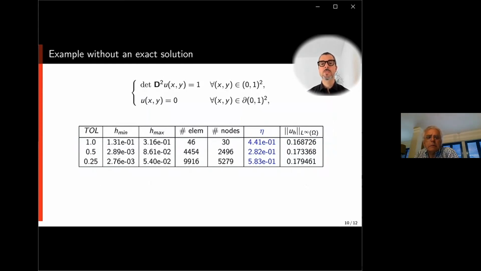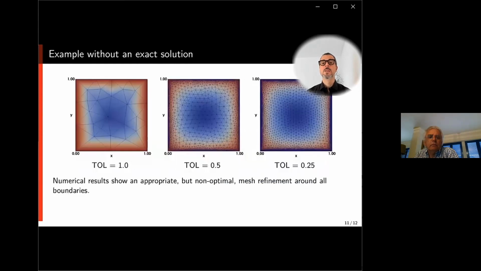We see that we don't have an optimal convergence order for the error estimate. Nevertheless, practically, the algorithm refines very appropriately next to the boundary of the square domain, because this is where the problem lies in the solution.